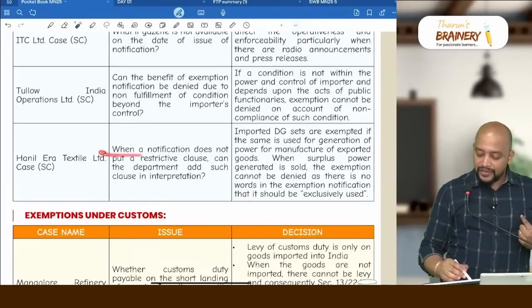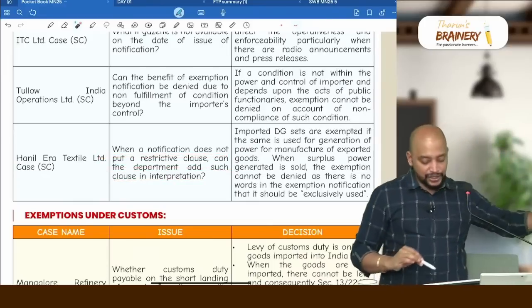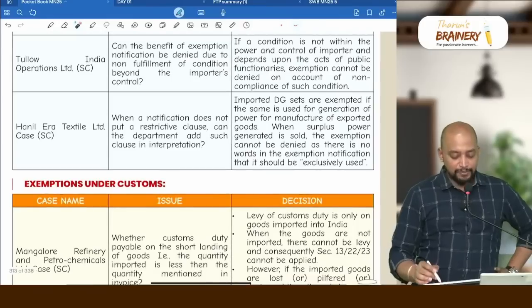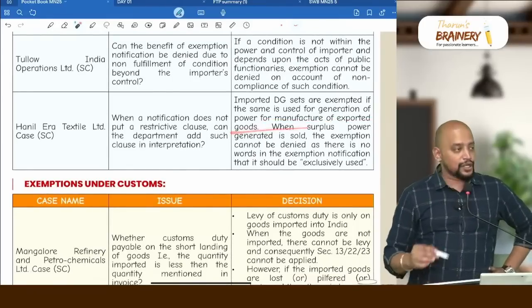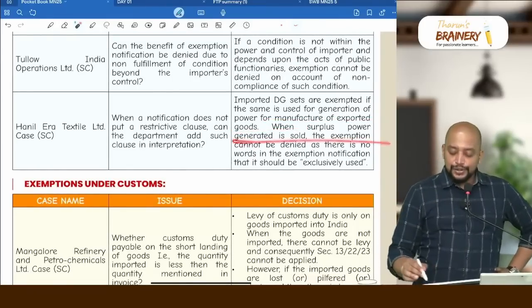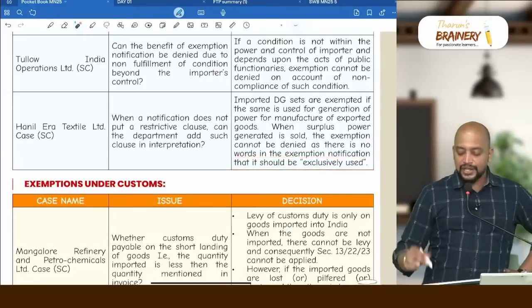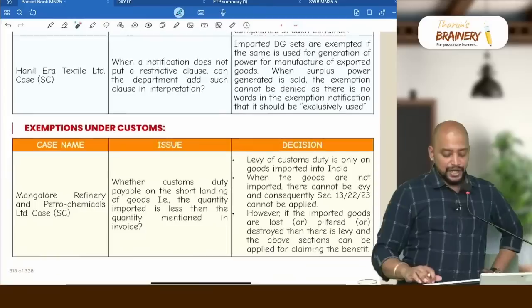Okay, so when a notification does not put a restrictive clause, can the department add such a clause in the interpretation? No. Imported DG sets are exempted if the same is used for generation of power for manufacture of exported goods. When surplus power generated is sold, the exemption cannot be denied, as there are no words in the exemption notification that it should be exclusively used.